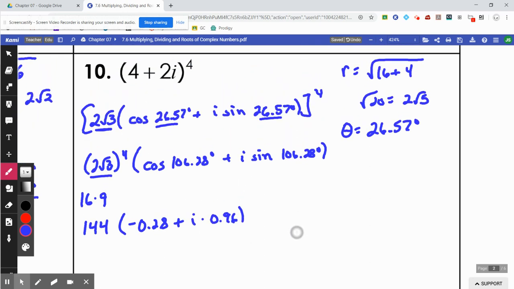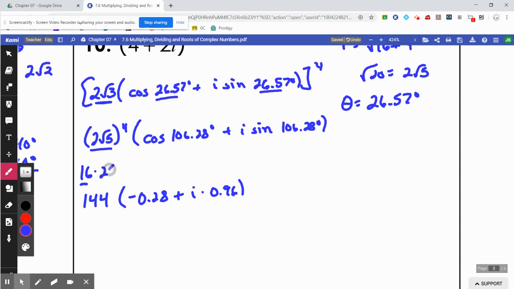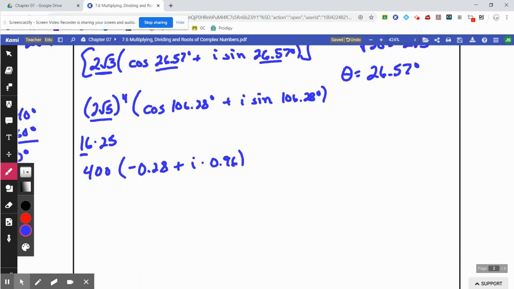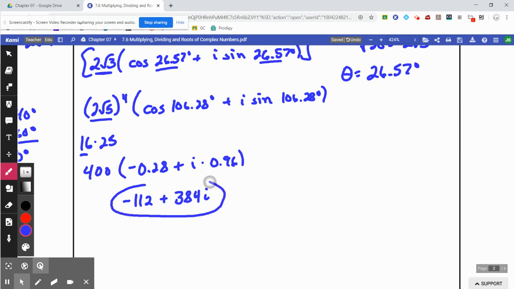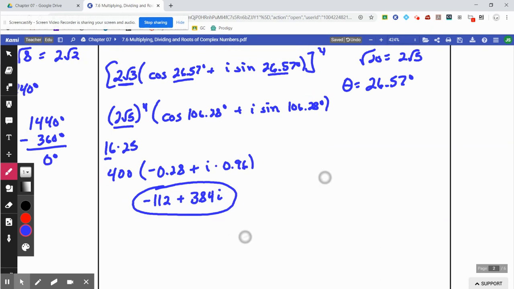Now, I made a mistake up here. Let's go back to this. I couldn't read my own writing. This is actually supposed to be 2 root 5. So when you square the 2, it does still give you 16. But when you square the root 5, that's root 5 times root 5, which is 5 times itself, which is 25. That should have actually been 400 right here. So go back and let's correct that. Now, when we distribute that, here's what we get. Negative 112 plus 384i, and that would be your final answer.